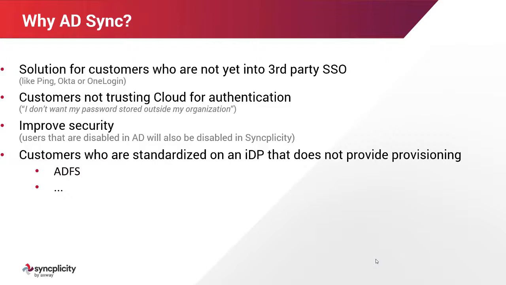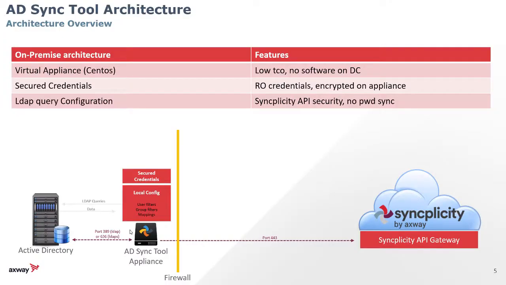With the exception of Ping, Okta and OneLogin, they run in the cloud, and for some customers that is an issue. Anyway, it will improve the security, because when a user is disabled in Active Directory, then the ADSync tool can automatically disable that user also in Syncplicity. And lastly, like I mentioned, we have a lot of customers who use tools like ADFS, which does authentication but not user management. For those customers who are using ADFS, the ADSync tool is a nice addition to do that user management. How does it look from an architecture perspective?